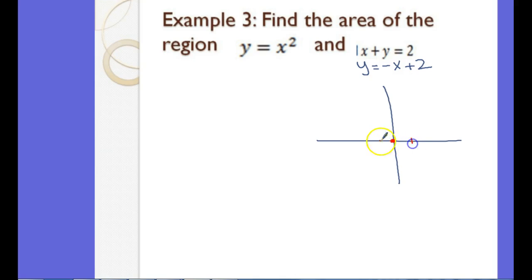So x squared goes through 0, 0. It goes through 1, 1, and 2, 4.